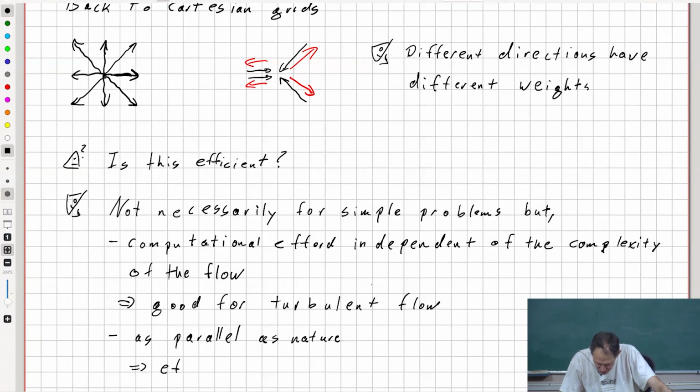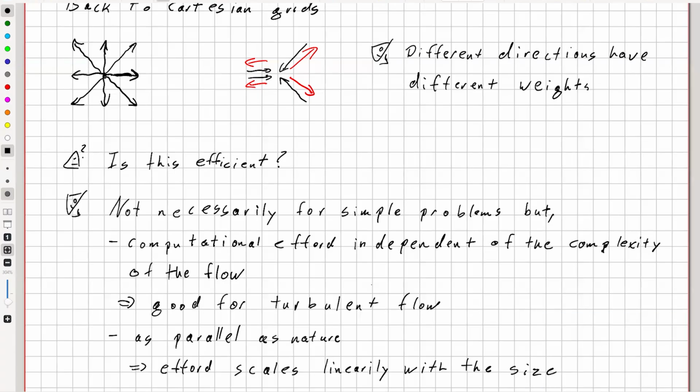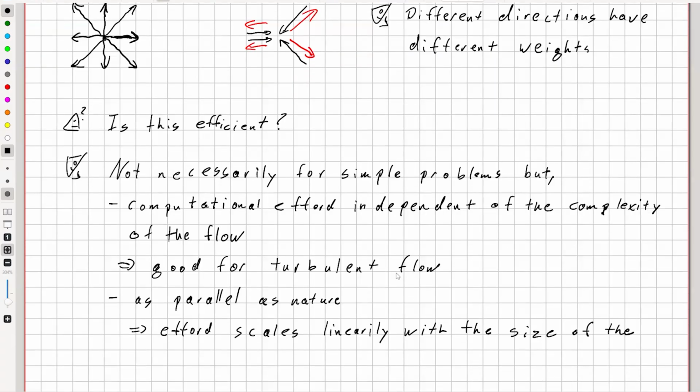The effort always scales linearly with the size of the system. I mean, with the size of the system, we mean the volume of the system. It, of course, does not scale linearly with one dimension.